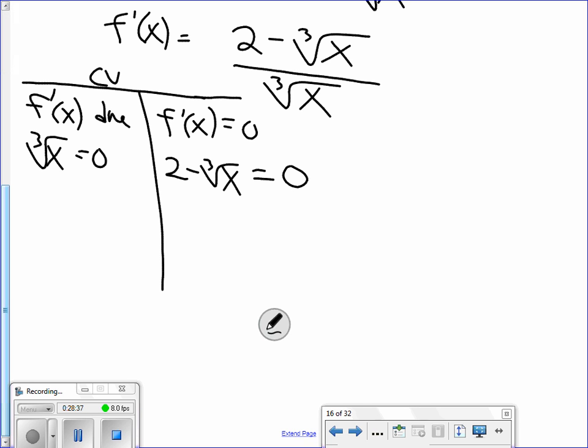Okay. So let's look at where the derivative doesn't exist, when the denominator equals 0. How are we going to solve that? Cube root of x equals 0. You can cube both sides, you get x equals 0. That's a critical value. How are we going to solve the other equation when we set the numerator equal to 0? Well, let's add the cube root of x. So we have 2 equals the cube root of x.